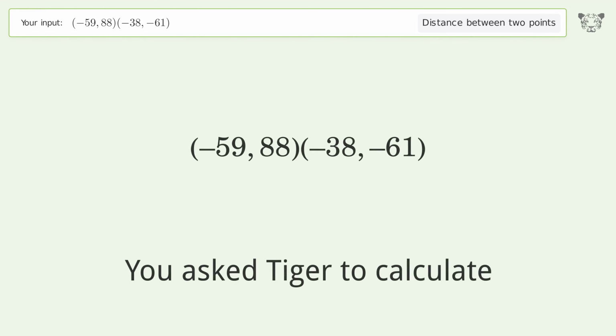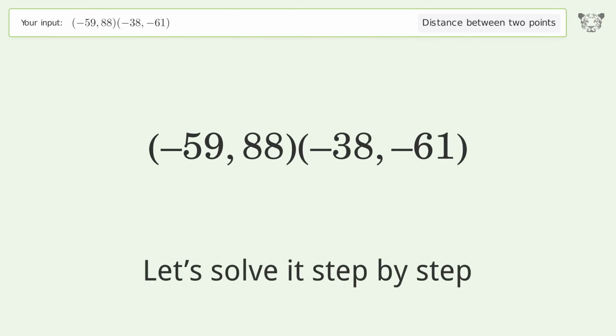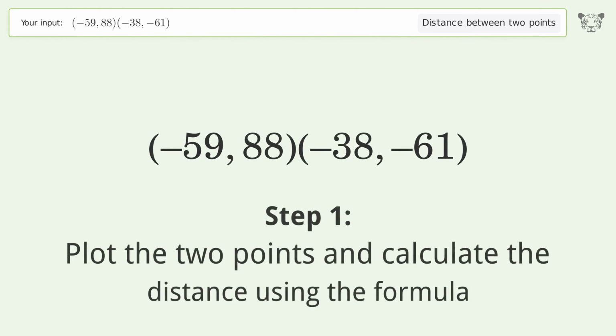You ask Tiger to calculate. This deals with the distance between 2 points. The distance between the 2 points is the square root of 22,642, or 150.473. Let's solve it step by step. Plot the 2 points and calculate the distance using the formula.